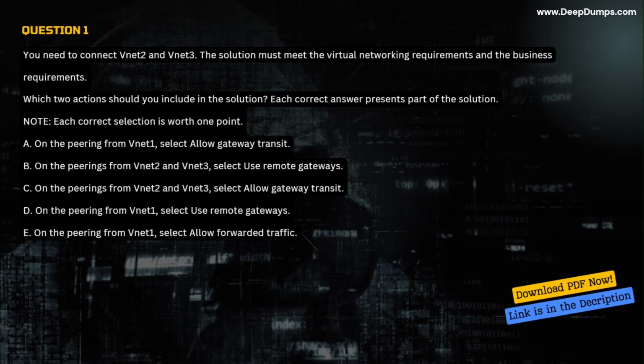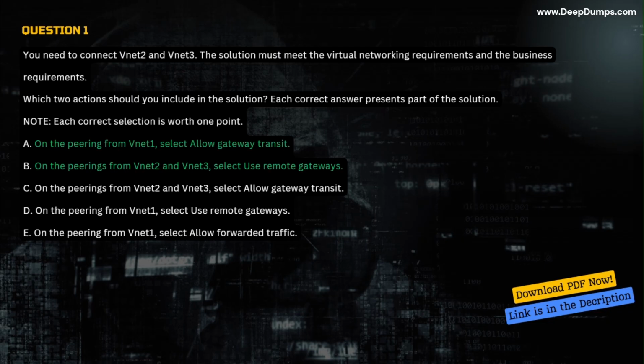A. On the peering from VNet 1, select Allow Gateway Transit. B. On the peerings from VNet 2 and VNet 3, select Use Remote Gateways. C. On the peerings from VNet 2 and VNet 3, select Allow Gateway Transit. D. On the peering from VNet 1, select Use Remote Gateways. E. On the peering from VNet 1, select Allow Forwarded Traffic.